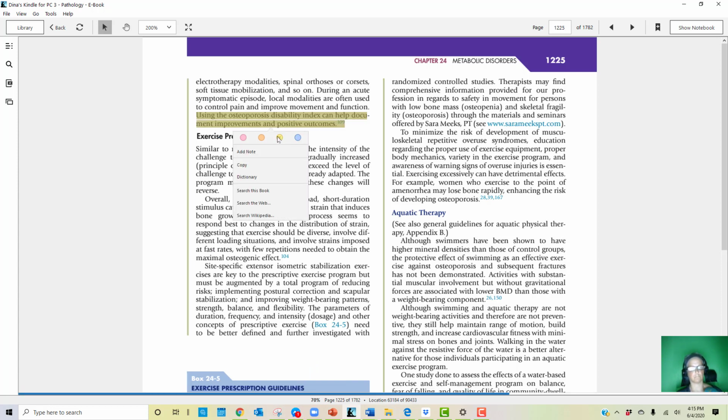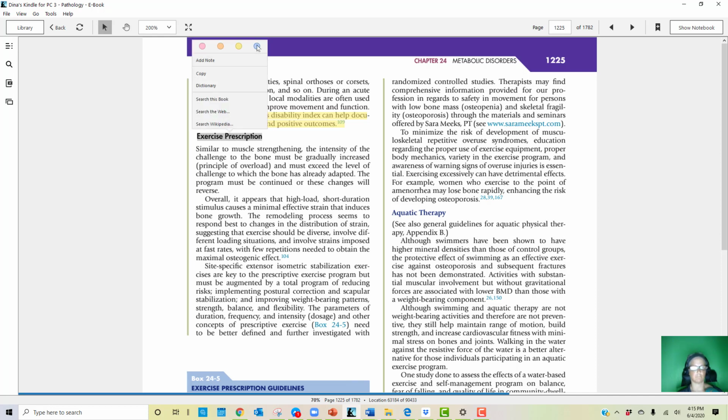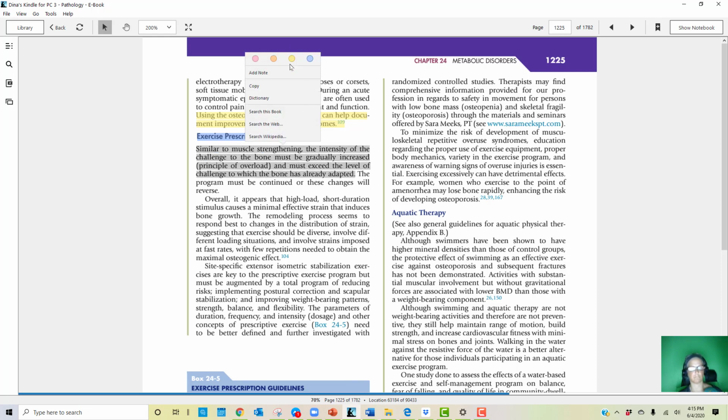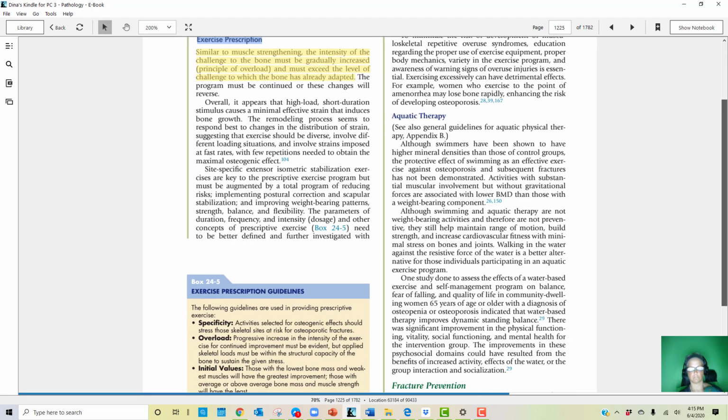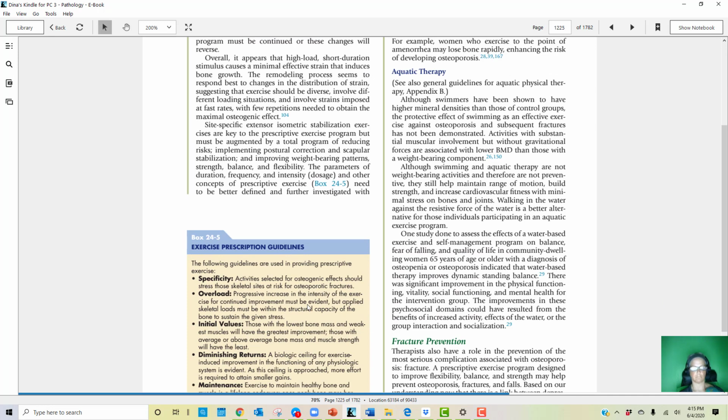Exercise prescription. Similar to muscle strengthening, the intensity of the challenge to the bone must be gradually increased. Principle of overload: it must exceed the level of challenge to which the bone has already adapted. The program must be continued or these changes will reverse. Overall, it appears that high load, short duration stimulus causes a minimal effective strain that induces bone growth. The remodeling process seems to respond best to changes in the distribution of strain, suggesting that exercise should be diverse, involve different loading situations, and involve strains imposed at fast rates, with few repetitions needed to obtain the maximal osteogenic effect.